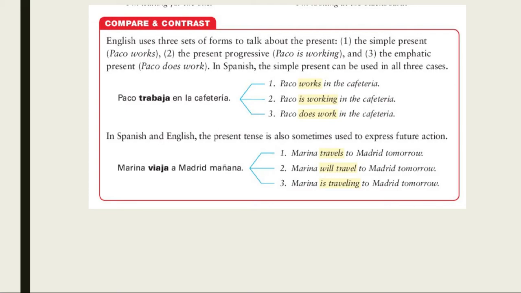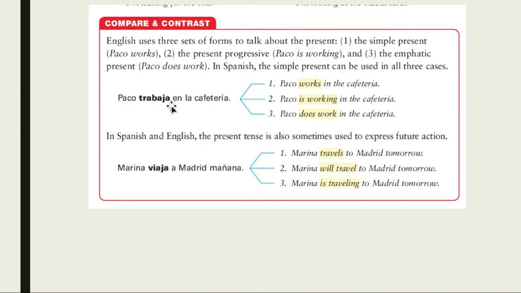So in English, we have three ways to speak about the present, and in Spanish, that's all covered by the present tense. You can see here in English we say Paco works, Paco is working, Paco does work, all three different tenses in English, and you can say all of those with one simple tense, the present tense here in Spanish. So Paco trabaja, depending on the context, can mean Paco works, Paco is working right now, or Paco does work.